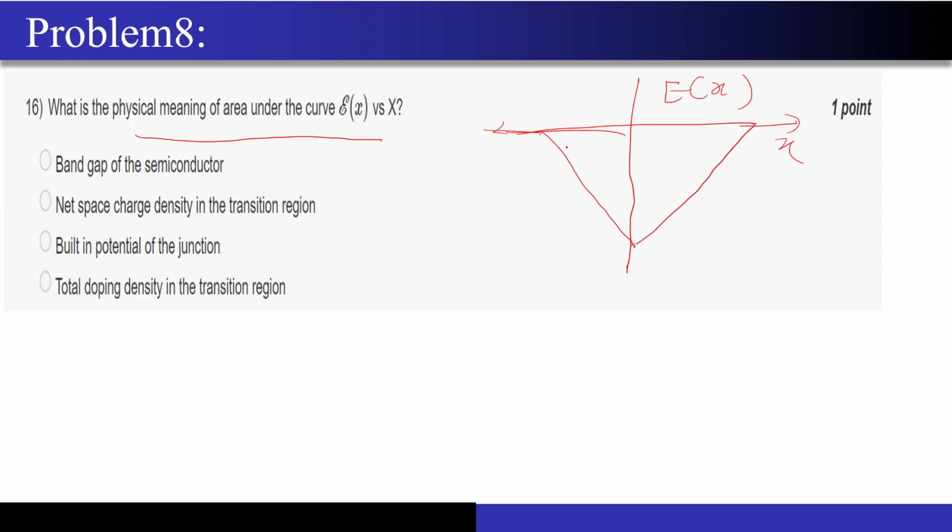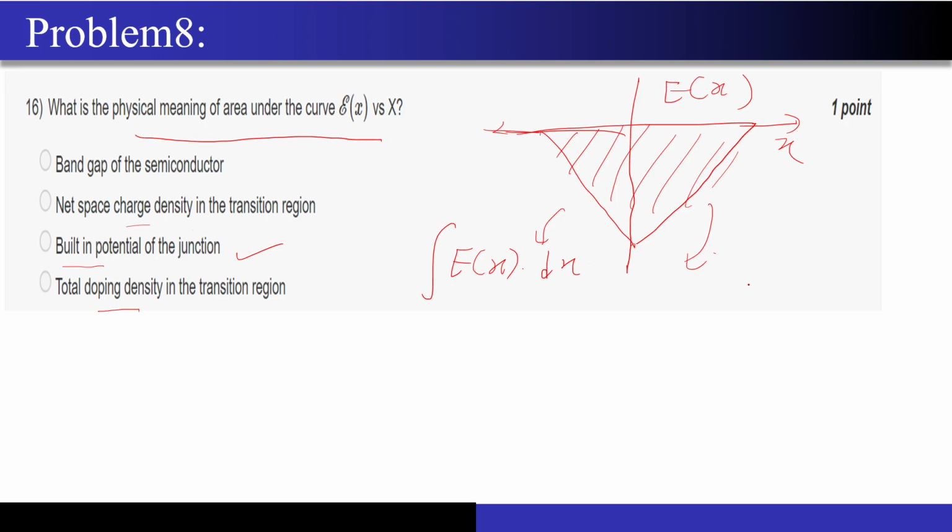So now they are asking me if I just took the area under this graph, what it will come out to be. Whether it will be band gap of the semiconductor, net space charge density, whether it will be a built-in potential or it will be a total doping density. What do you guys think? Potential, right? Exactly. So now just to express this mathematically, area under any graph is nothing but the integration, right? E of x dx, correct?